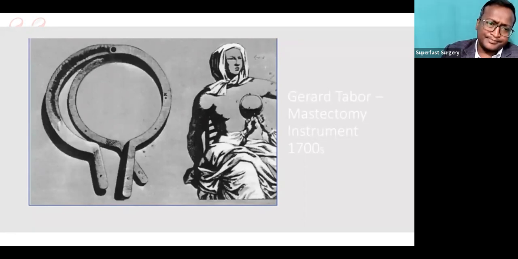So we will resume now. This is a very interesting picture from the time before the Halstedian concept, when they used to do a guillotine of the breast. Gerard Tabor had introduced this instrument, known as the Gerard Tabor mastectomy instrument, used to cut the breast entirely like a guillotine, and the entire specimen was delivered with this sharp instrument. Surgical management of the breast has now evolved tremendously from this era of guillotine to the present era of modified radical mastectomy and breast conservation surgery.